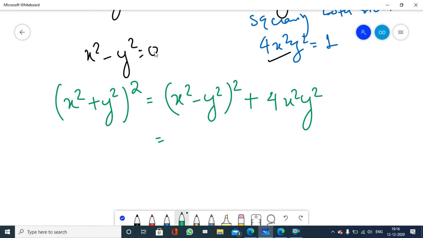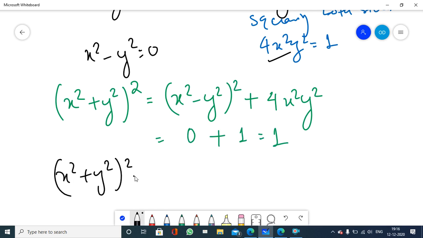Now what is x square minus y square? It is 0. So x square minus y square whole square means 0 square will be equal to what? 0, plus 4x square y square, whose value is what? 1. 0 plus 1 is 1. Got it? So x square plus y square whole square is equal to 1.